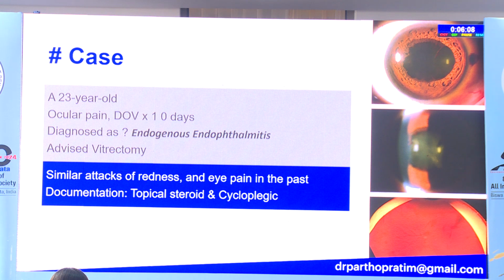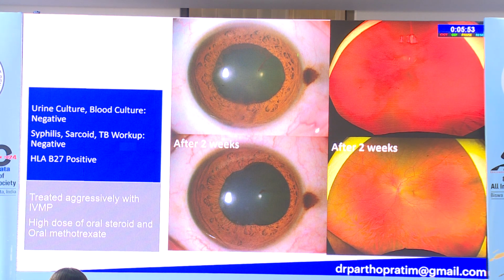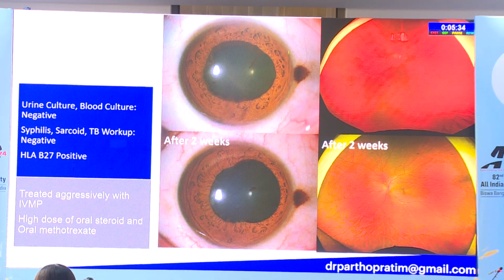When we took the history, the patient told us that he had a similar attack of redness and pain in the past, and the documentation also showed that he had been treated with topical steroid and cycloplegic earlier. We did the urine culture and blood culture, and everything was negative. Syphilis, sarcoid and TB workup was negative, but HLA-B27 was positive. The patient was treated aggressively with IVMP and a high dose of oral steroid followed by methotrexate, and you can see the response after a course of pulse corticosteroid.